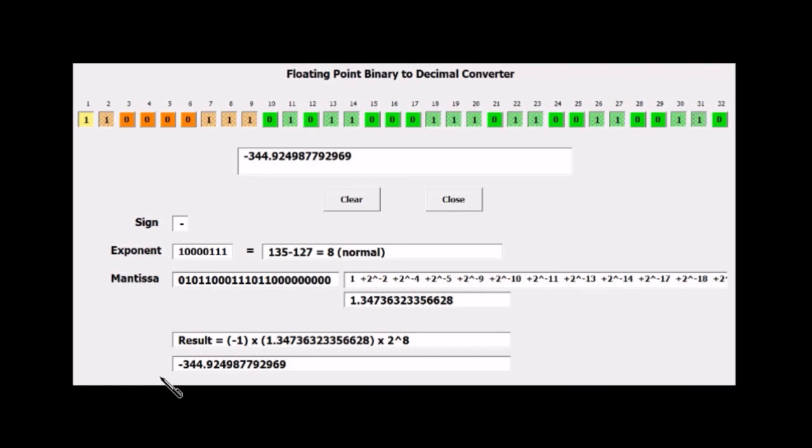Now don't worry too much if you didn't understand or follow all of it. We will be coming back to this video when we build a 32-bit floating point binary multiplier, which we'll get on to in a later video.